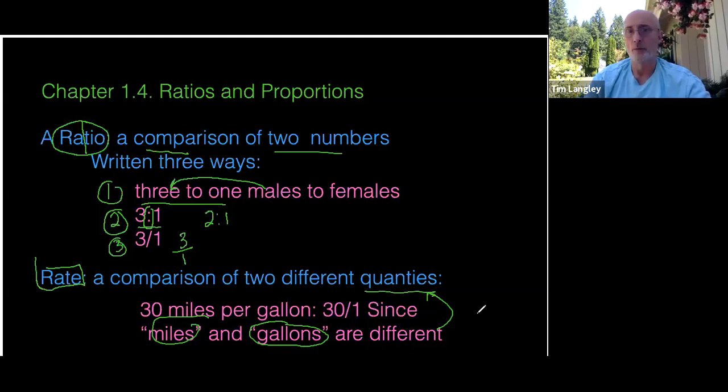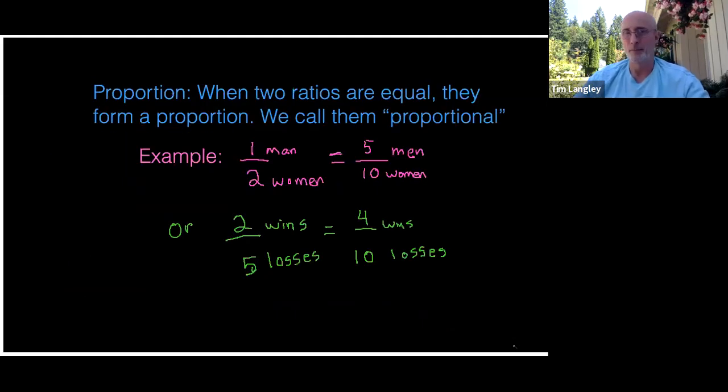So let me go to my next slide, and I want to show you something. Another concept that is a key concept is proportions. So please make sure that you are writing this down in your notes. When two ratios are equal, they form a proportion. And I'm going to move my little face out of the way here. So they form a proportion, and we call them proportional. That's what we just call it. That's a name for it.